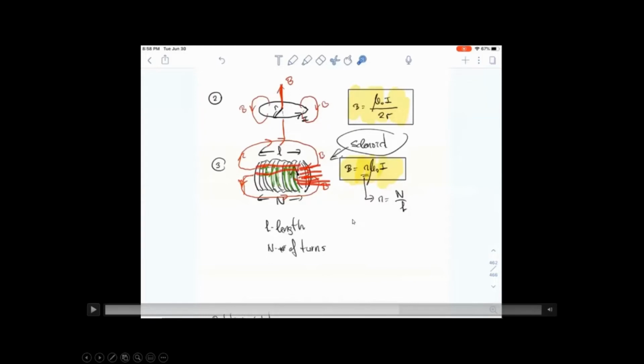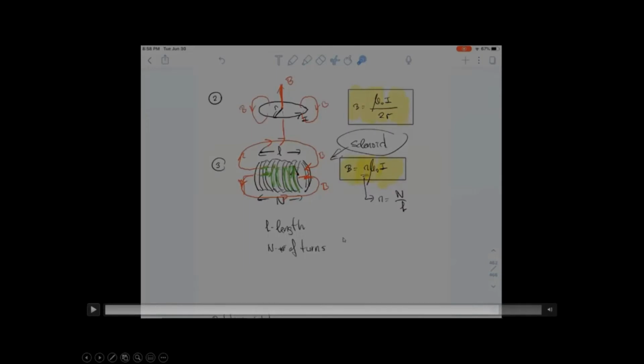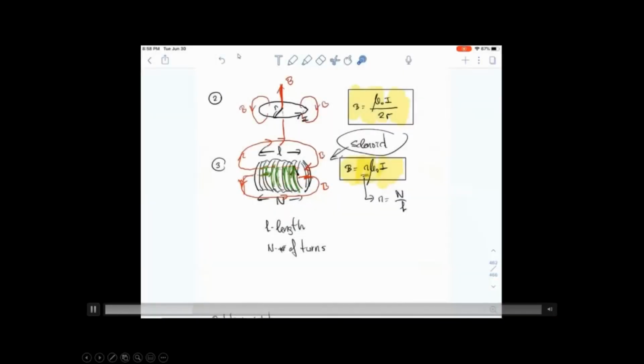Also, there's a second underlying assumption: this is an infinitely long solenoid. So the length is infinite, which means that whatever the magnetic field on the inside is never going to be able to escape from it. All right, so these are simplifying assumptions. The accuracy of your results in physics is always based upon the accuracy of your assumptions. If your assumptions are bad, the solution is going to be bad.